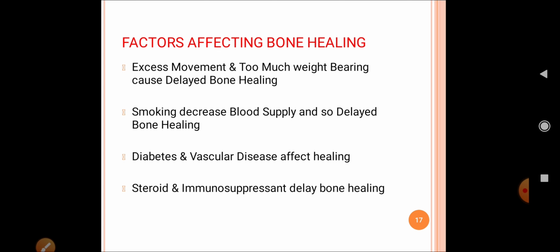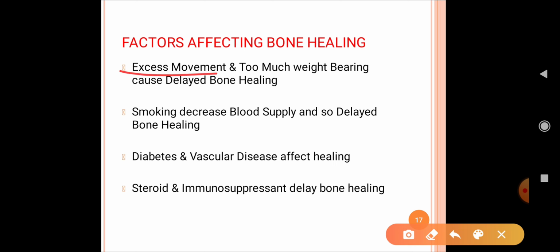Okay, now we will understand our second learning objective, that is which are the factors that will affect bone healing. So remember guys, the factors that affect the cutaneous wound healing, that will affect the bone healing as well. So the first factor is obviously immobilization. In the fractured bone, if you do excessive movement, you do not immobilize your portion, or you apply too much weight on the fractured bone, then your bone healing will be delayed. So the first factor is movement, that will affect the bone healing.